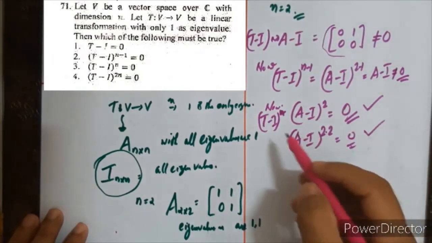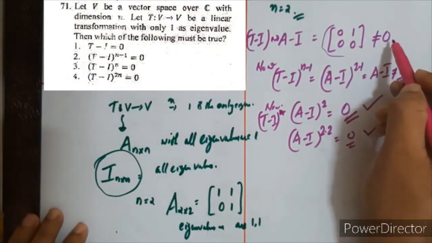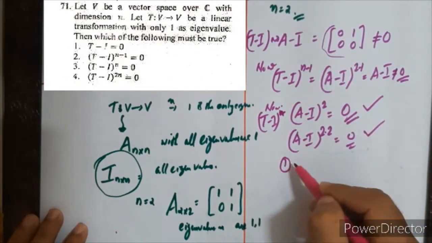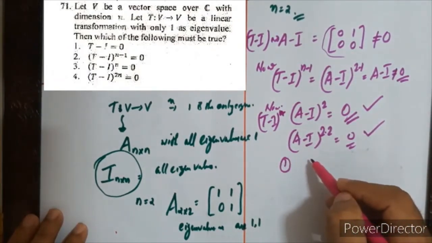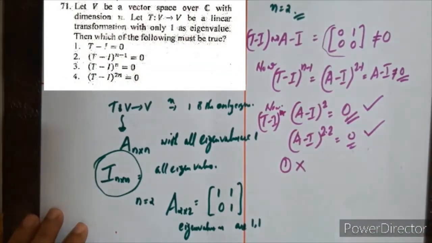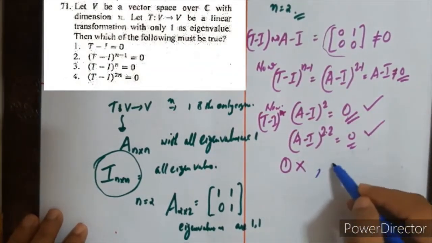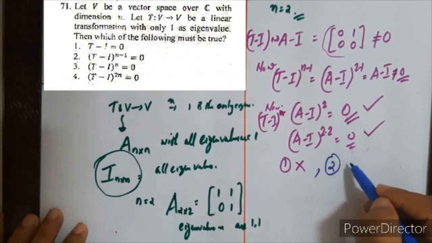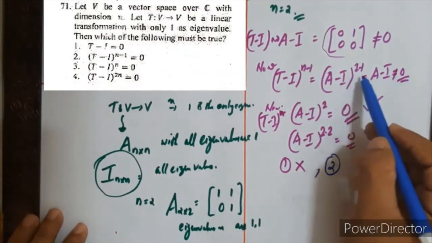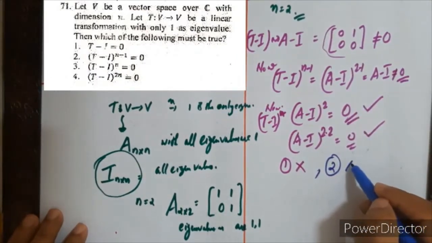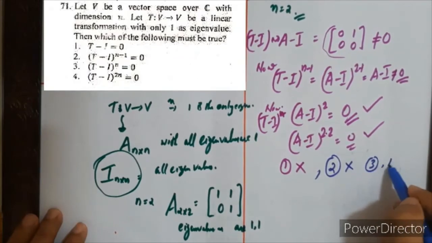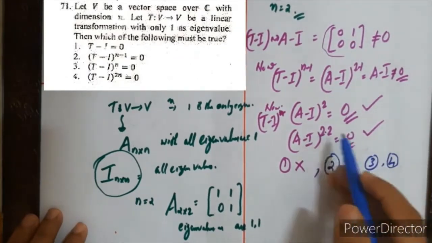So from here, what about the options? Option 1 is T minus I equal to 0. That means A minus I equal to 0. That is false. And option 2, T minus I raised to n minus 1, that is not equal to 0. So the second option is also false. And what about 3 and 4? So from the example it is true.